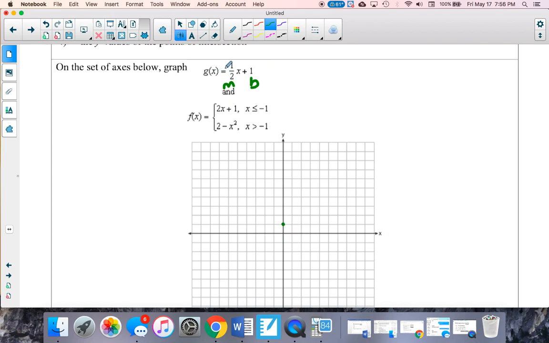Move at 1/2 means up 1 to the right 2. Up 1 to the right 2, up 1 to the right 2, up 1 to the right 2, and since we can't do that anymore, down 1 to the left 2, down 1 to the left 2, down 1 to the left 2, down 1 to the left 2, down 1 to the left 2.